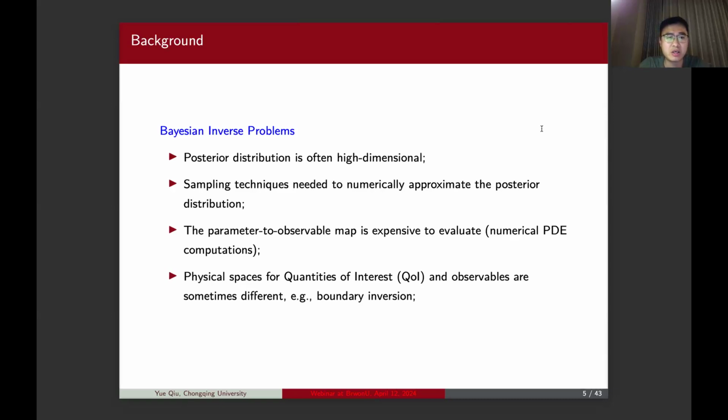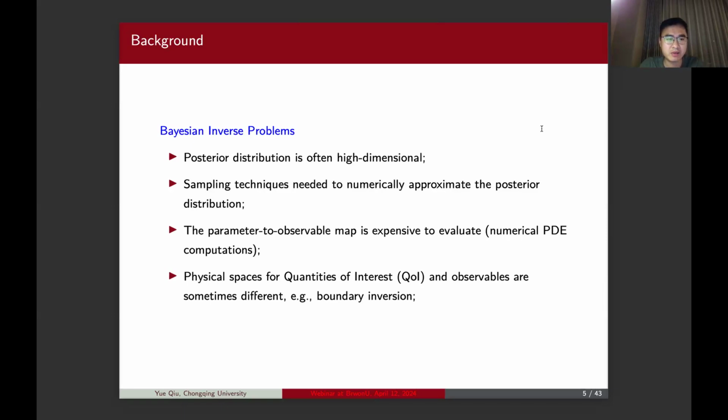So we need to simulate or run the parameter-to-observable map quite often, and this makes the computational cost pretty huge. Therefore, we need to design computational methodologies to reduce the computational complexity.